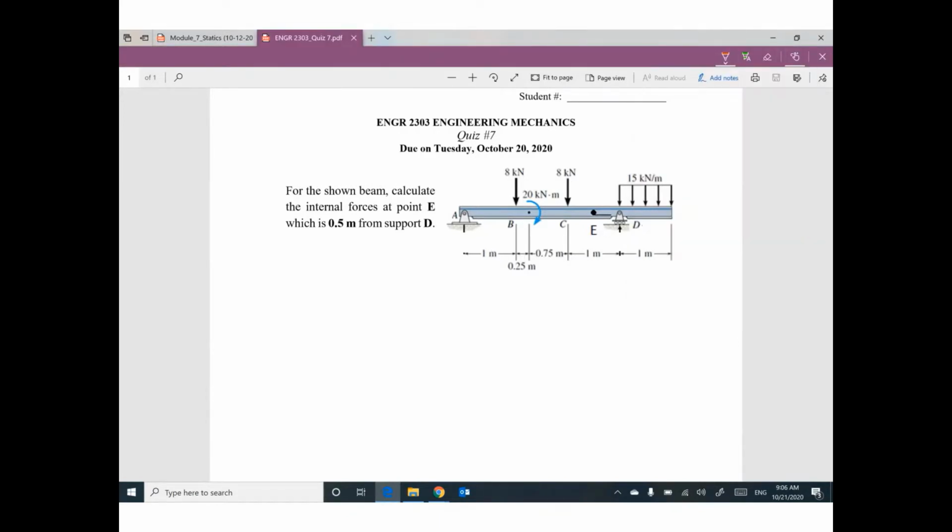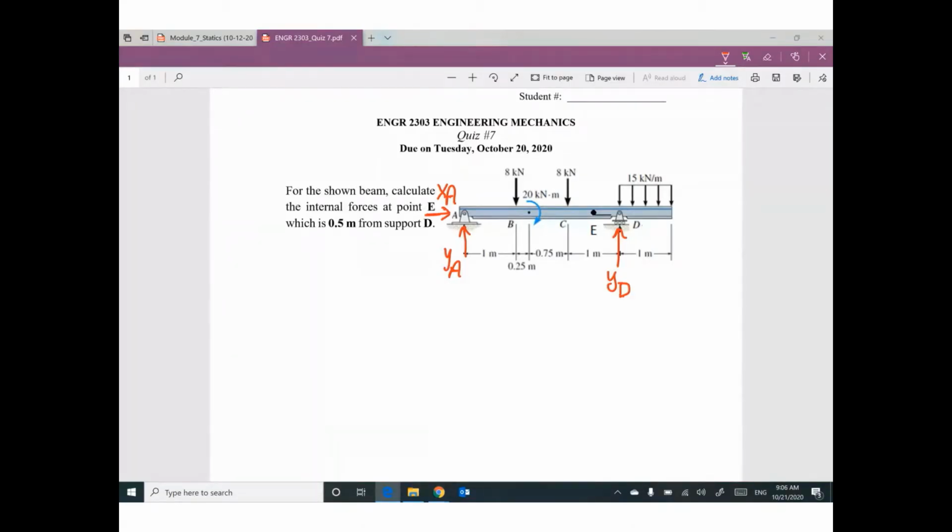Just a reminder, for this beam, we have a hinge at A, so we have two reactions, YA and XA. D is a roller, so we have one reaction, YD. Guys, before starting to apply the equilibrium equations, we have something we need to modify. We need to adjust it.